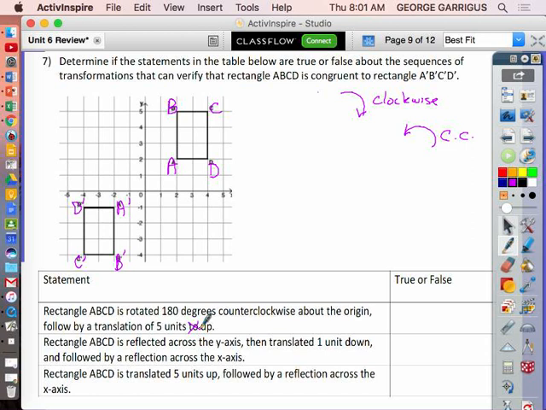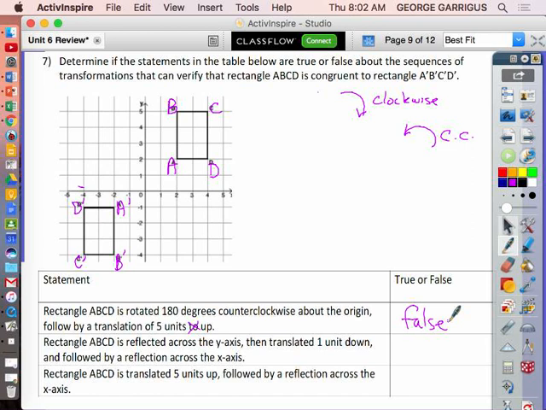Well, we rotated it here, but we then moved everything up 5 units. You could imagine that it would end up somewhere in this area over here, and that is not going to map properly. So that is not going to work. So you really have to try and look at what they're describing. Now we have a second one.